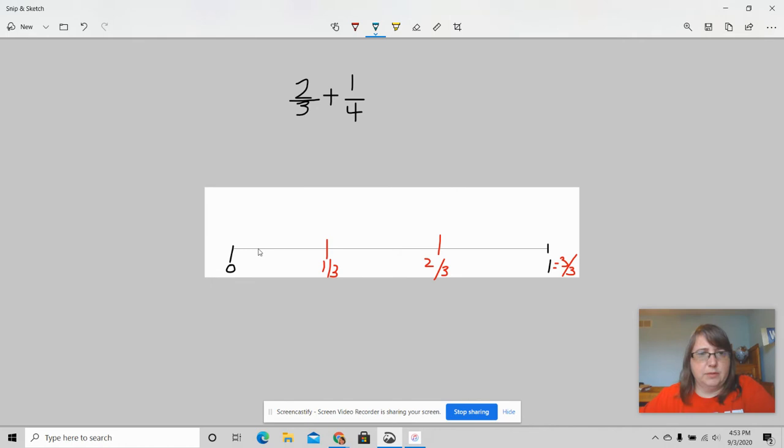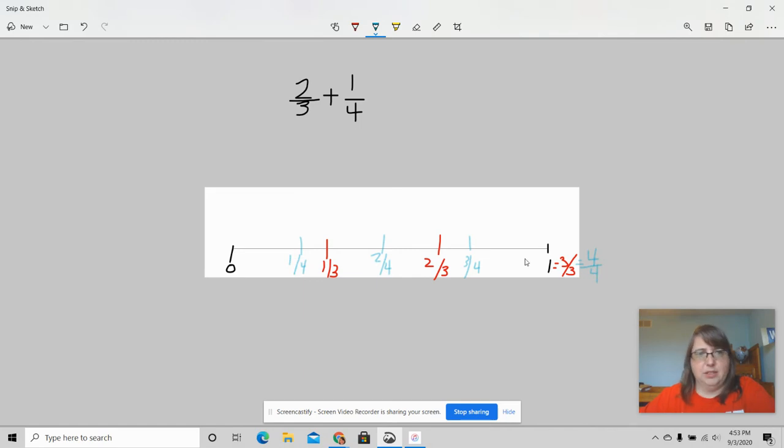Then fourths, we're going to divide into fourths. Let's see, so half and half of that. Half of that would be about fourths. So there's about 1/4, 2/4, 3/4. And then again, the total is 4/4.